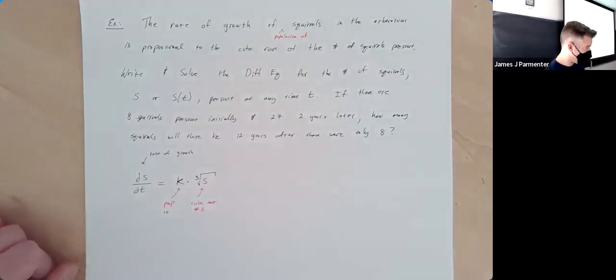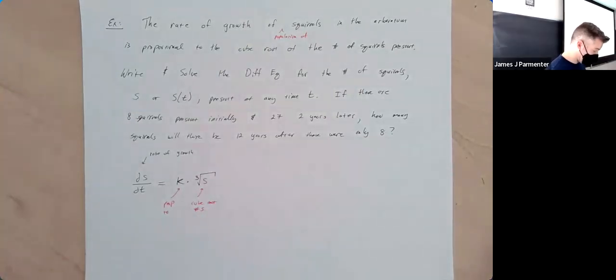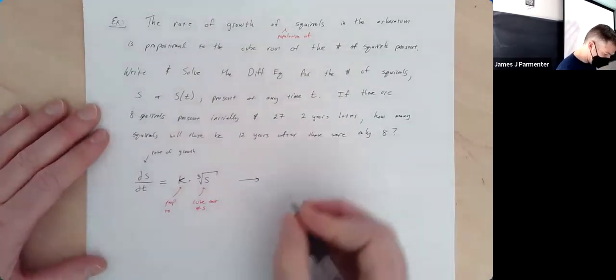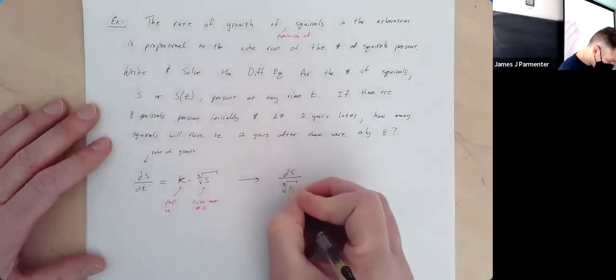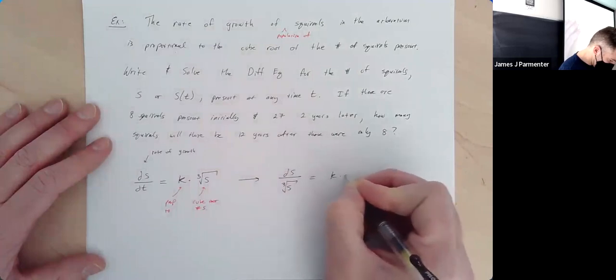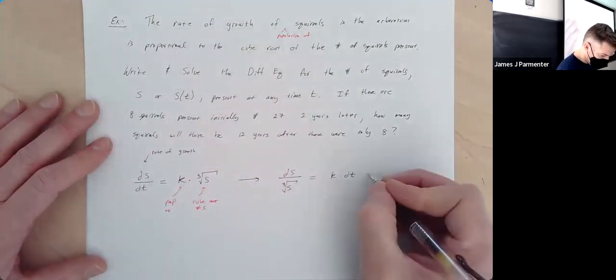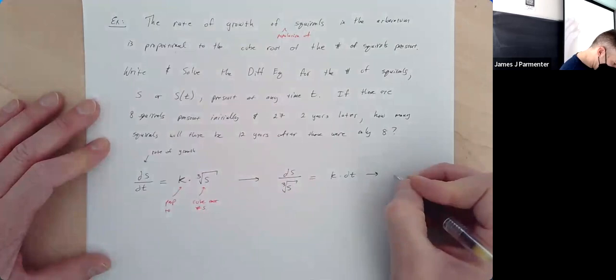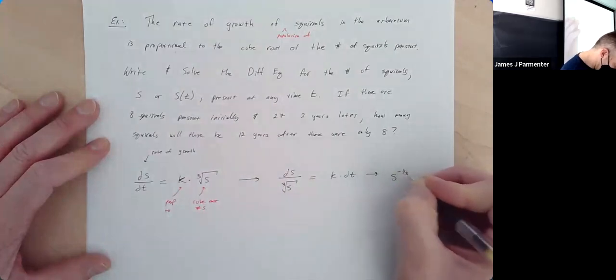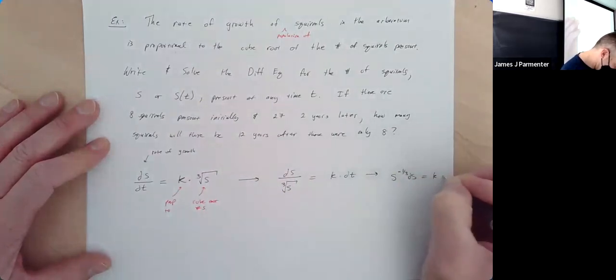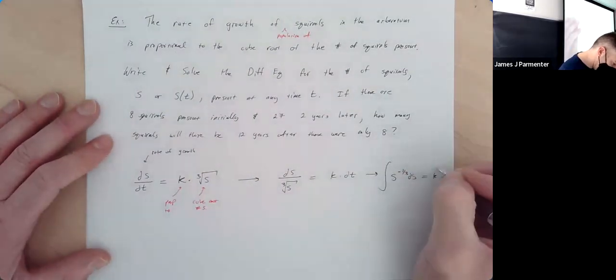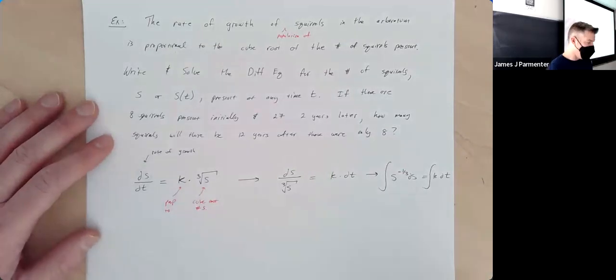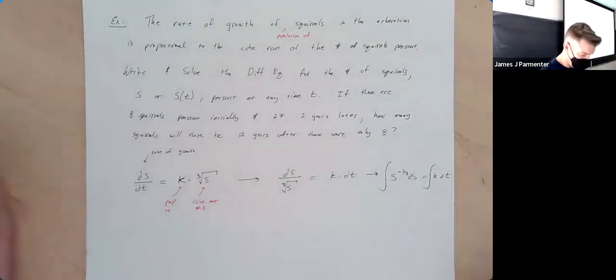Great, we can totally separate this. We do need to separate it, right? Because we want S's on the left and T's on the right. So we're going to rewrite this as dS divided by the cube root of S equal to K times dt. Or preferably, S to the negative 1/3 dS equal to K dt, because that's going to be much easier to integrate. Right, we don't want to write 1 over S to the 1/3. We want to write S to the negative 1/3.